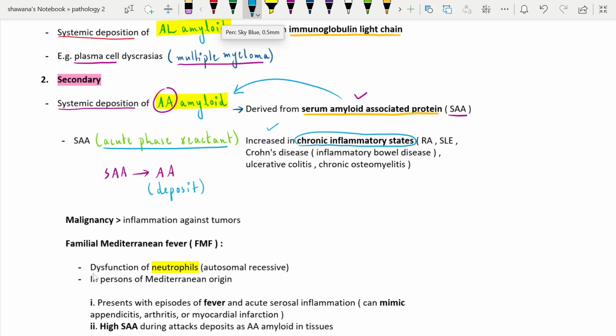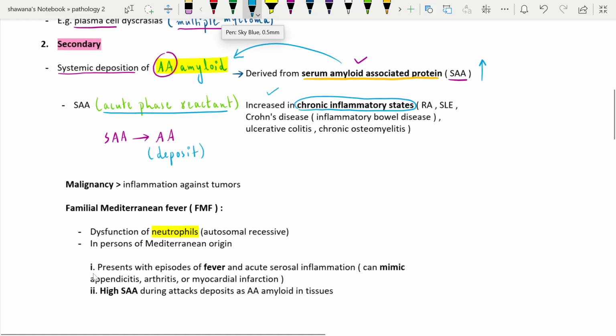Second is lupus, systemic lupus erythematosus. Third is Crohn's disease, an inflammatory bowel disease, and also ulcerative colitis and chronic osteomyelitis. These are some chronic inflammatory states in which SAA is increased, and due to the increased SAA, serum AA amyloid is deposited, right?